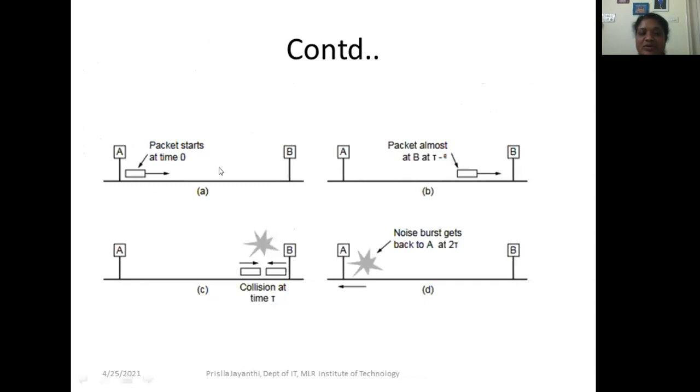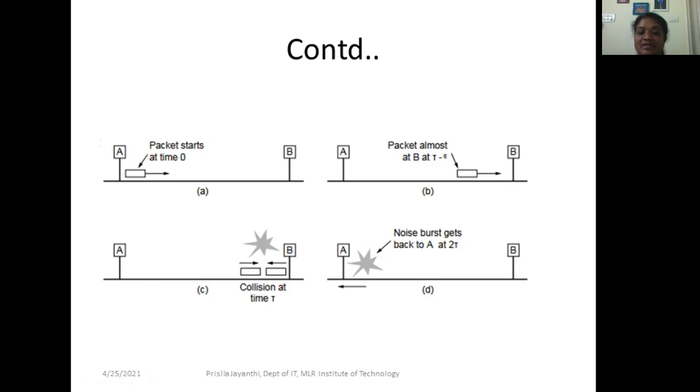Now let's look at one example. A is a station trying to send a particular packet at T0. By the time T minus epsilon, we see that the packet doesn't reach station B, that is the receiver side. Now assume that B starts to send a frame to A, thinking that the channel is free. Now a collision will take place at time T. Here you see the noise burst gets back to A at 2T.